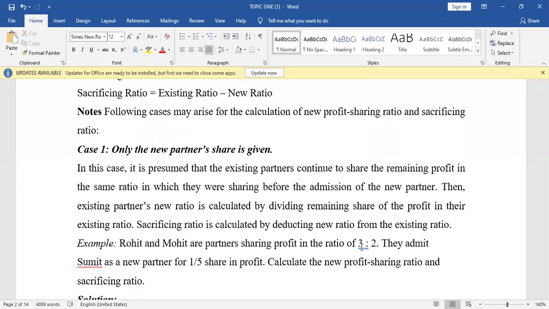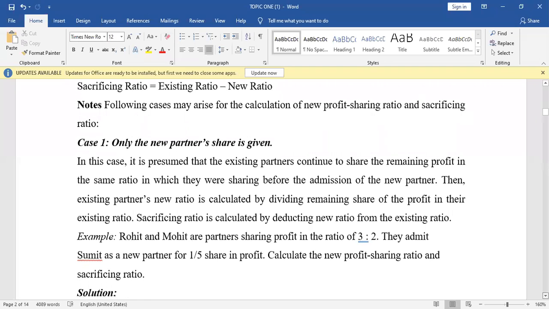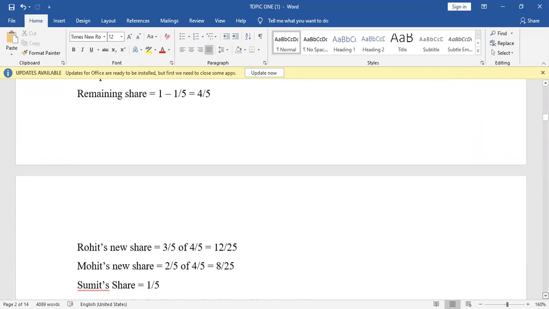Therefore, the new ratio is going to involve R, M, and S. So it will be 12/25, 8/25, and now 1/5, which is 5/25. So the LCM is 25, and it will be 12, 8, and then 5. So the new ratio is 12 to 8 to 5. That is our new ratio, which we have found in that case.